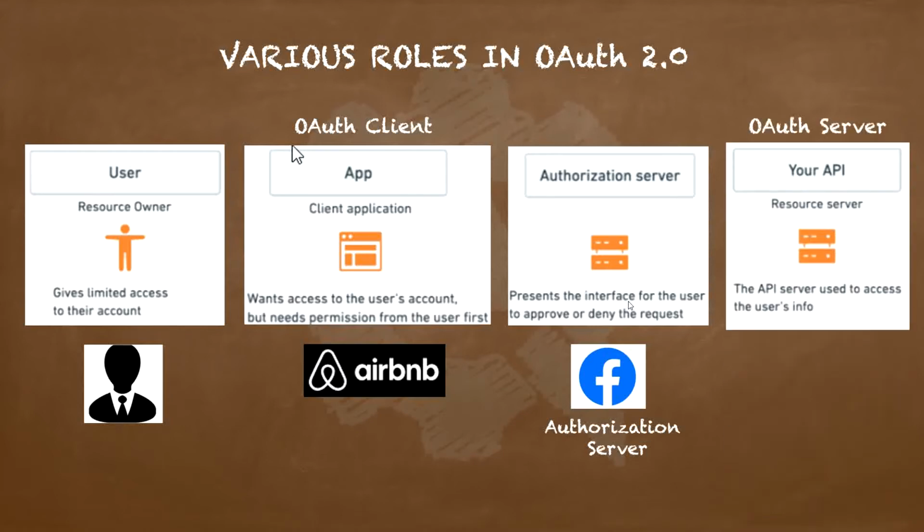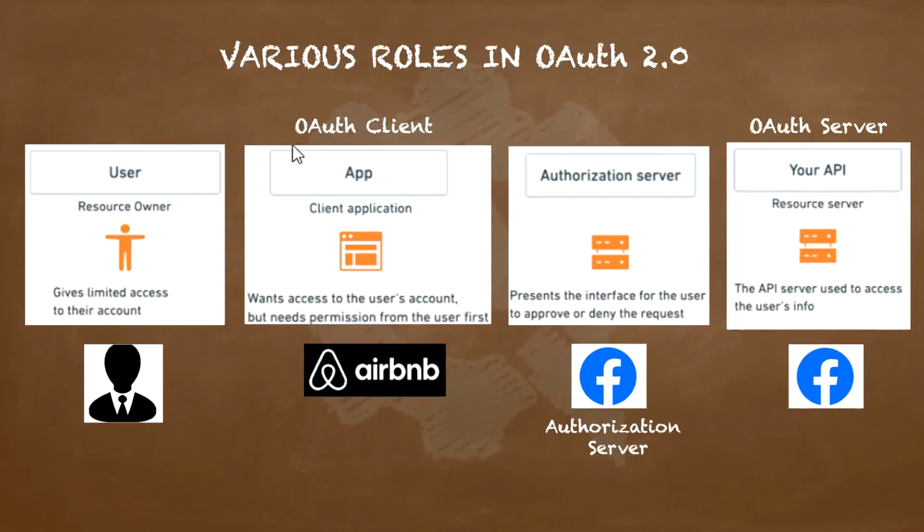The fourth component is the OAuth provider or the OAuth server. In the previous example, Facebook was the OAuth server, which also had the data of the user. It can also be called the resource server. So these were the various roles or parties involved in any OAuth 2 flow.